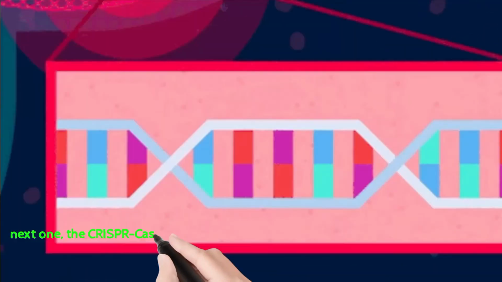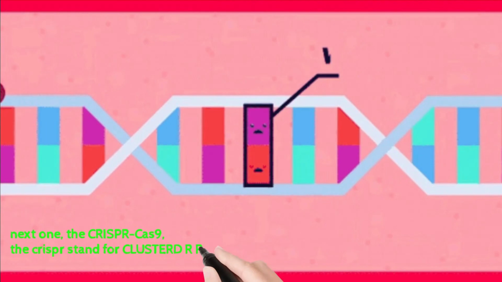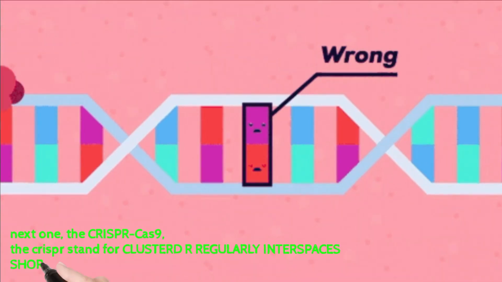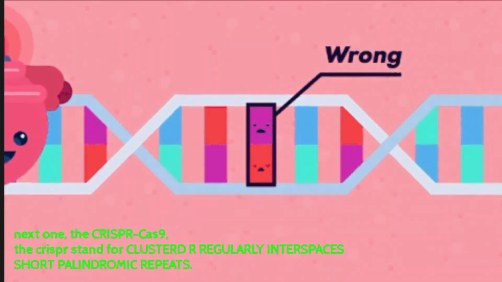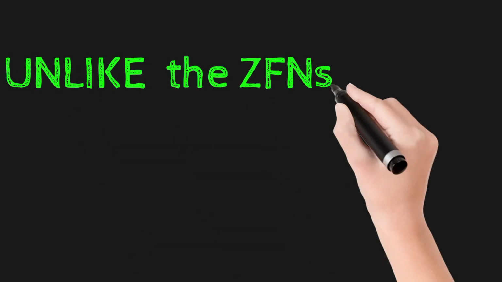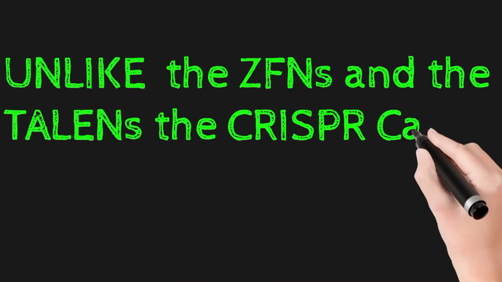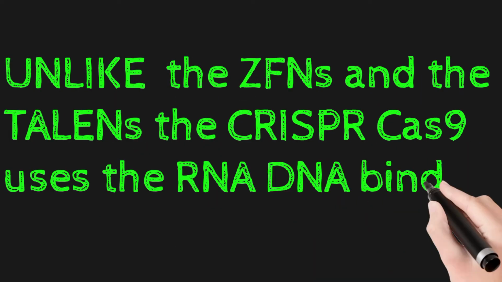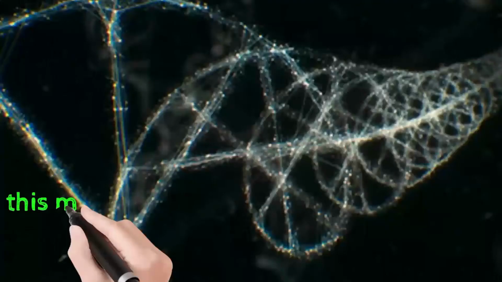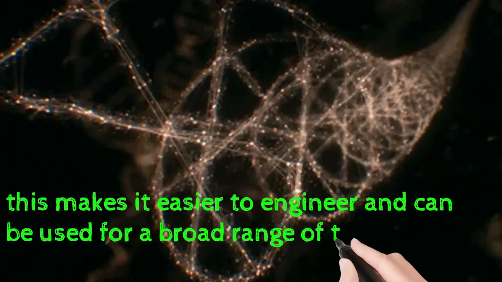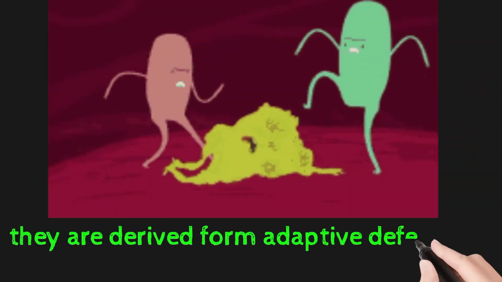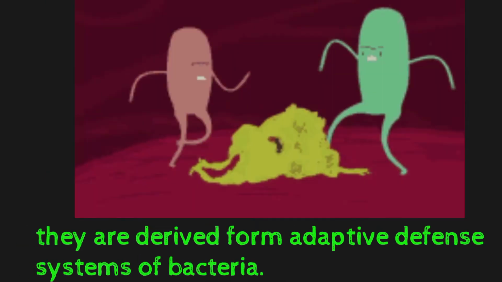Next one, the CRISPR-Cas9. CRISPR stands for Clustered Regularly Interspaced Short Palindromic Repeats. Unlike the ZFNs and TALENs, the CRISPR-Cas9 uses the RNA DNA binding sites. This makes it easier to engineer and it can be used for a broad range of target sequences. They are derived from adaptive defensive systems of bacteria.